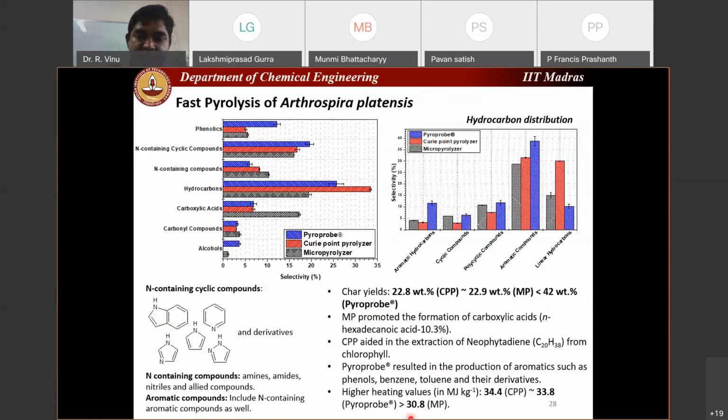Right, and you can also see here, this is another evidence that the heating value of the products is actually low from a micropyrolyzer. That means the primary products are not really suffering the secondary decomposition reactions, and hence most of the primary pyrolysis vapors are captured in the GCMS from the micropyrolyzer.